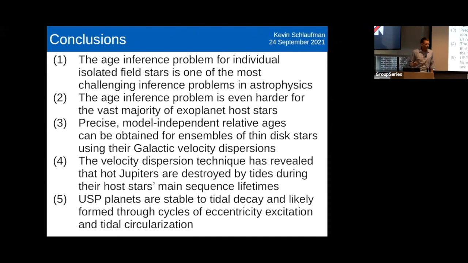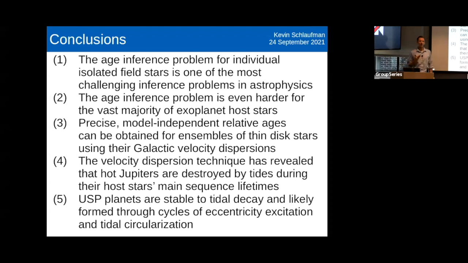One can overcome a lot of those issues for planet populations by using the galactic kinematics of these planet host stars in comparison to stars that don't host that class of planetary system. In particular, I showed that the velocity dispersion technique requires that hot Jupiters around solar type stars are a transient population. Only relatively young stars have a hot Jupiter, relatively older stars generally don't.